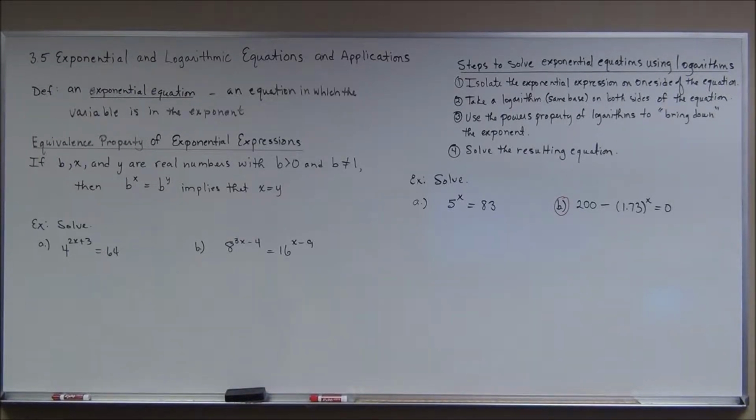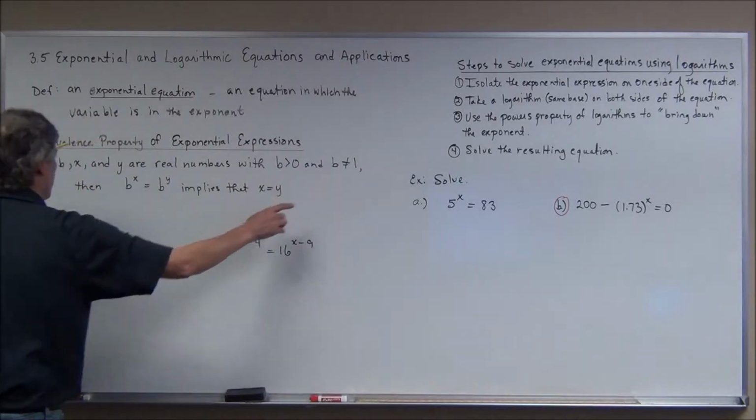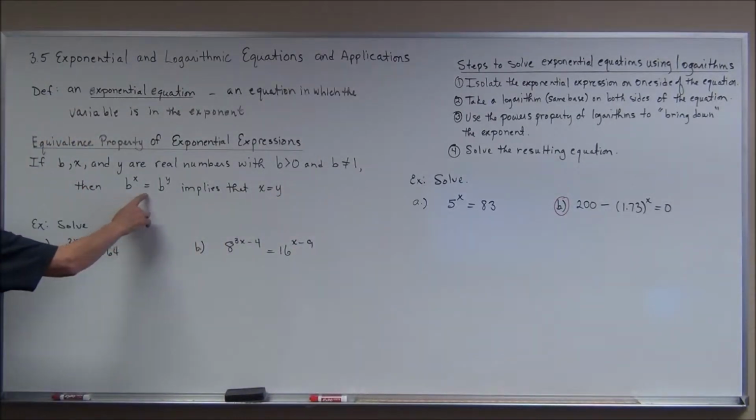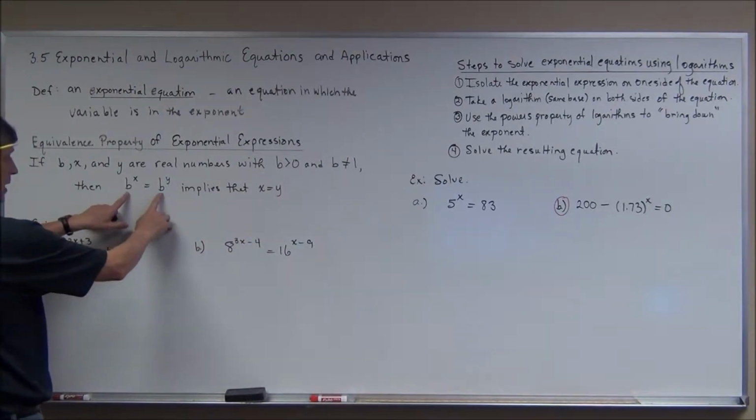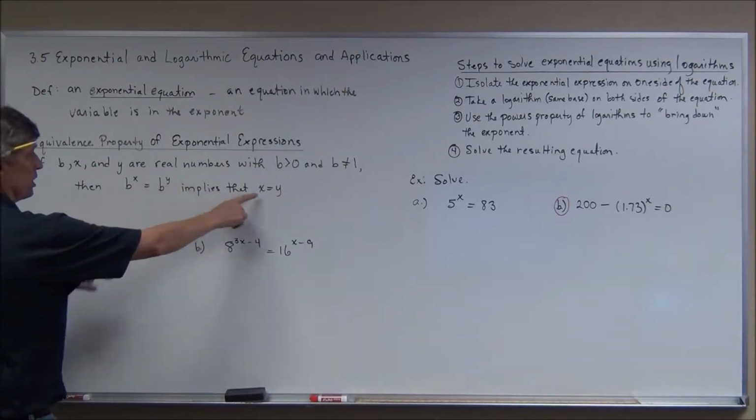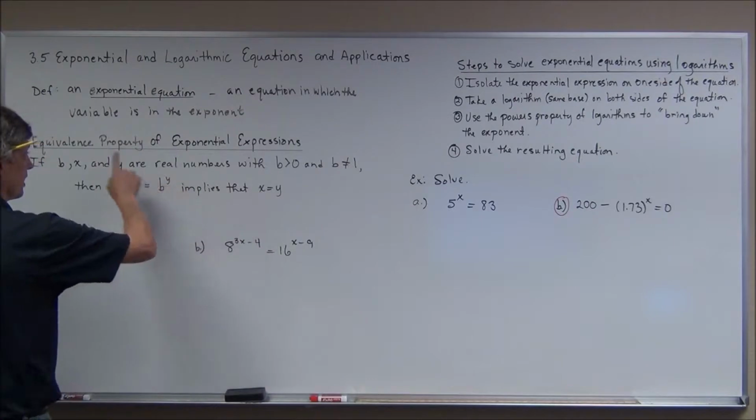And to solve an exponential equation, we have to approach it one of two ways. We have to either be able to use the equivalence property of exponential expressions, which I'm going to explain in a minute, or we have to use logarithms. Now, the equivalence property of exponential expressions says if b, x, and y are real numbers with b greater than 0, not equal to 1, then b to the x is equal to b to the y implies that x equals y. If we can get the bases to match, then we can set the exponents equal to one another. That's an important property.